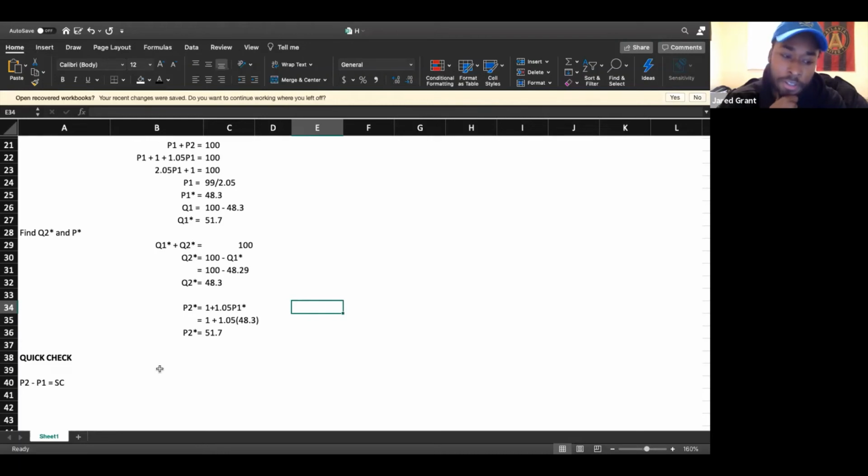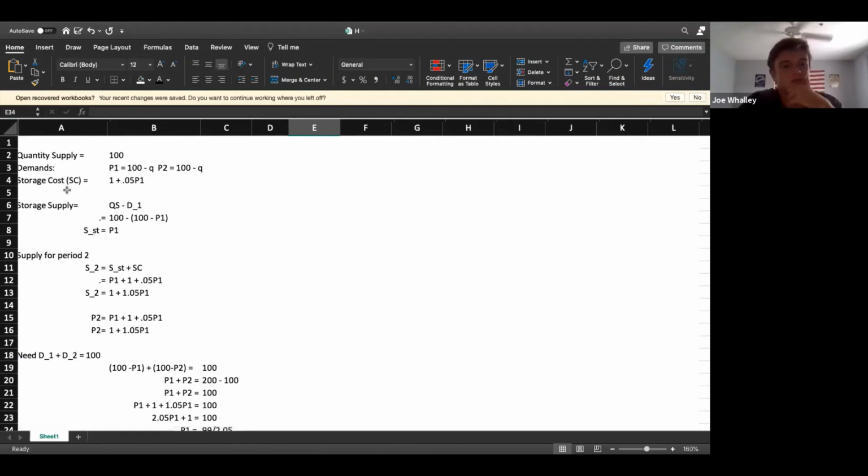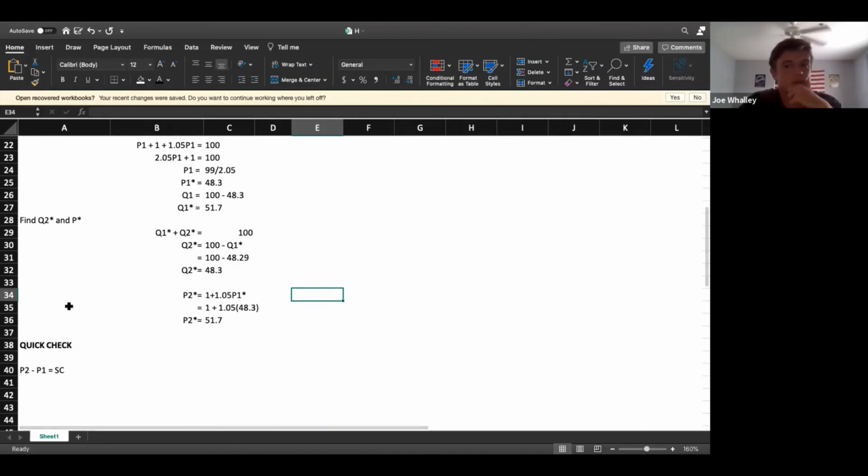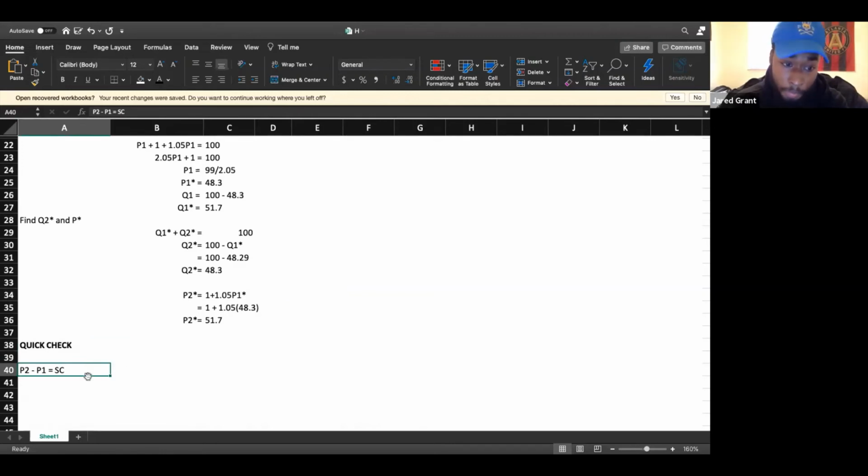Why does the price for period 2 minus P1 have to equal the storage cost? Because in order to sell your remaining supply in P2 at a profit, you have to apply the storage cost to the price that you had from the first period. So it's basically your price plus the cost you accrued during the period between P1 and P2. Exactly.